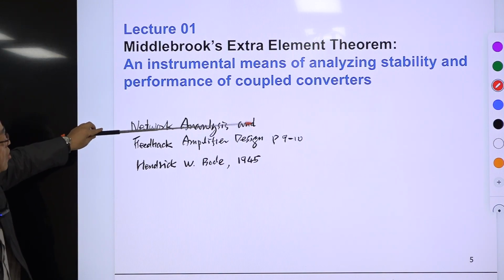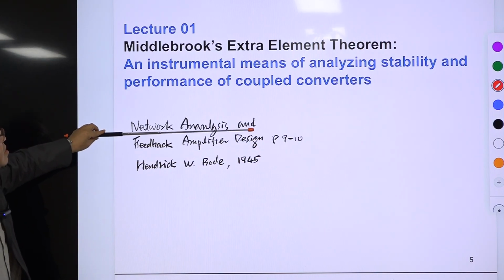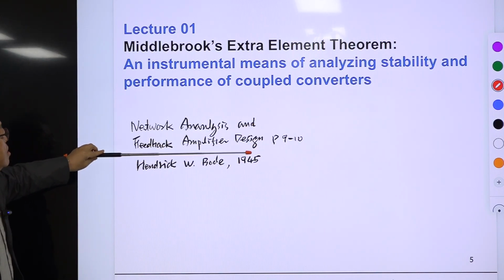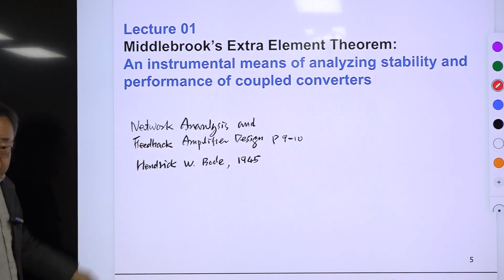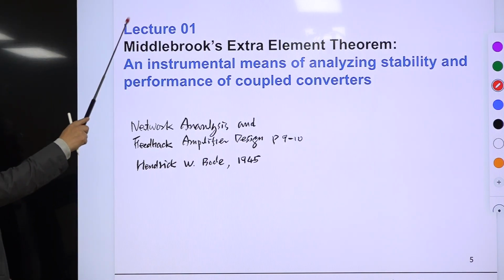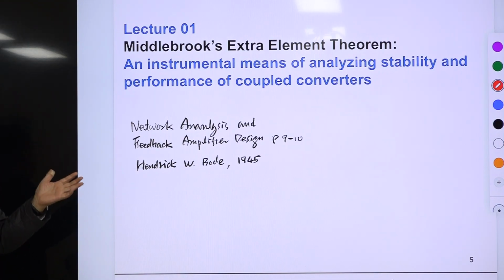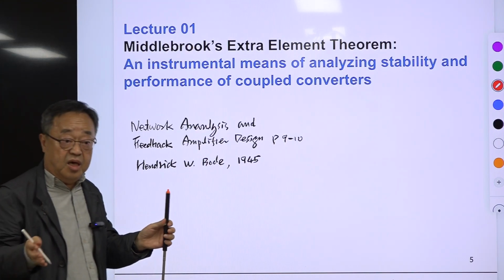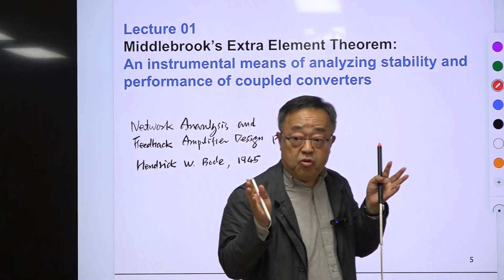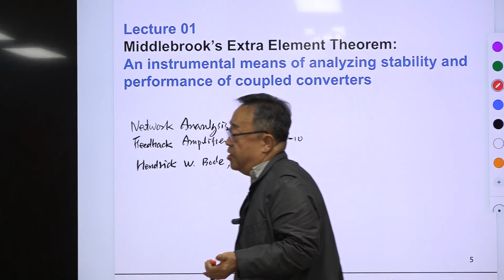He was at Bell Lab when he was writing this. After that he moved to Harvard University. This is the title of the book: Network Analysis and Feedback Amplifier Design. And on just 2 pages, he insinuated this extra element theorem. It is very complicated and not easy to follow and swallow. And Middlebrook somehow modified it significantly into the most useful form for power electronics people, which he named the extra element theorem.